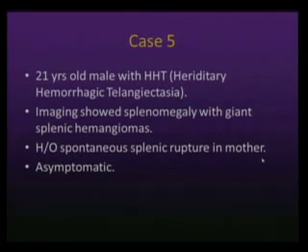A variety of HHT patients can also have giant hemangiomas. So this patient had HHT, imaging showed splenomegaly with giant splenic hemangiomas, and in the family there was a history of spontaneous splenic rupture in the mother because of these hemangiomas. Right now he's asymptomatic. So we were called in to embolize this.